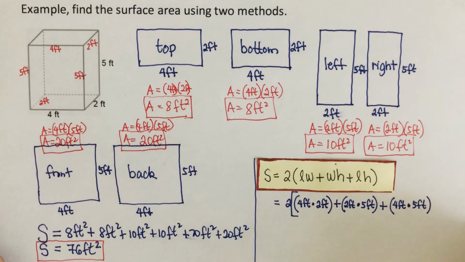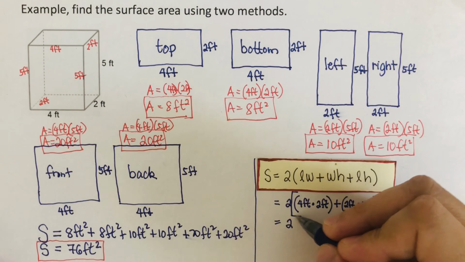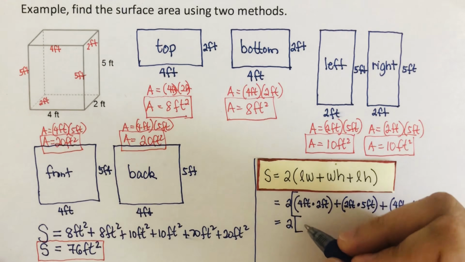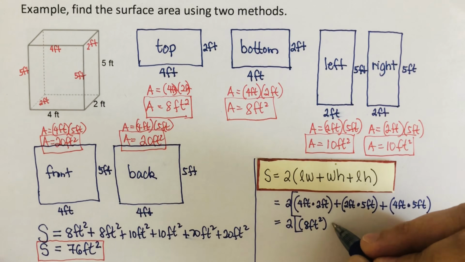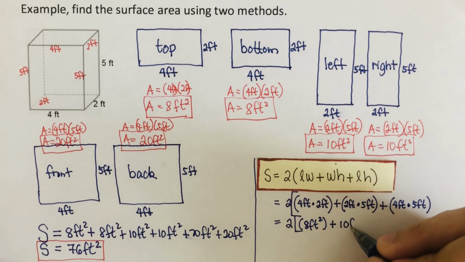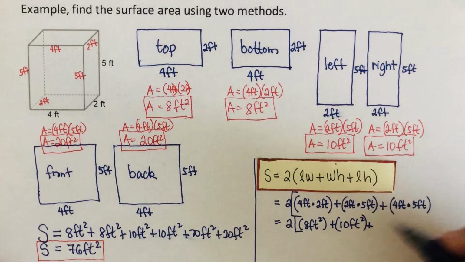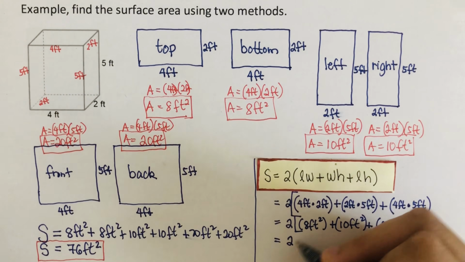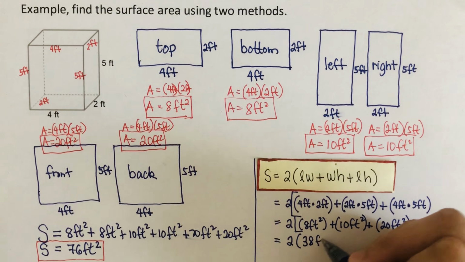So we are going to simplify this. 4 times 2 is 8 feet squared. And then plus 10 feet squared. Plus, we have another 4 times 5, which is 20 feet squared. So then we can simplify this as 2 times 10 plus 20 is 30, plus 8 is 38 feet squared.